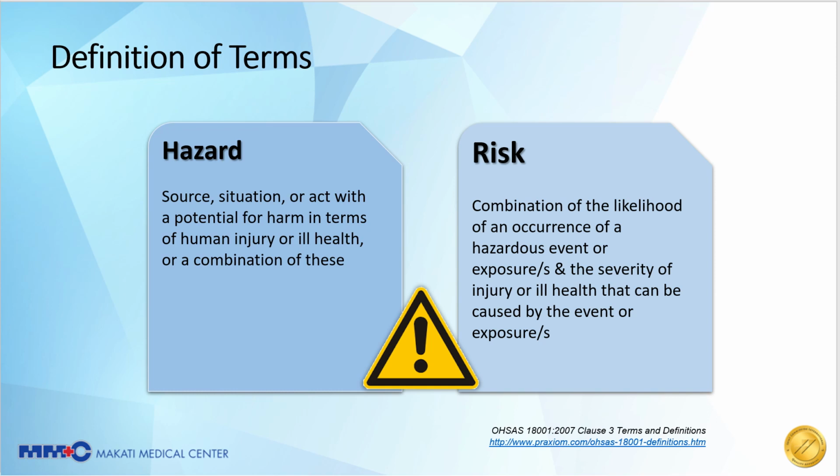While risk is a combination of an occurrence of a hazardous event or exposure and the severity of injury or ill health that can be caused by the event or exposure. An example is when the passerby is exposed to the broken glass, a risk which depends on how exposed a person is, could lead to unsafe situations like near miss, injury, accident, or even death.